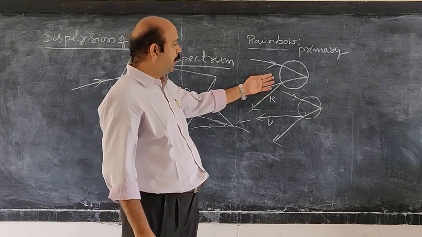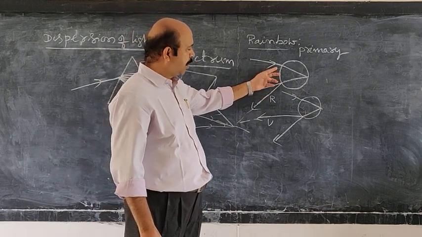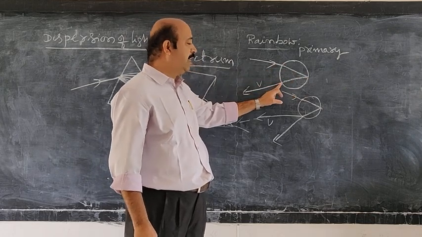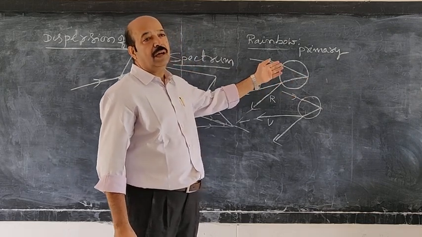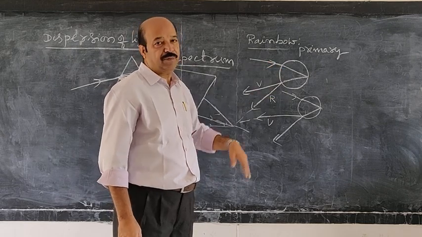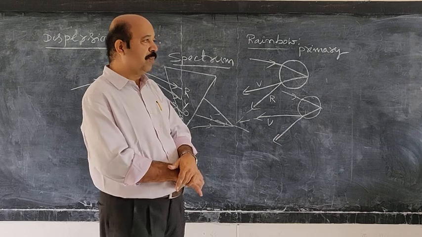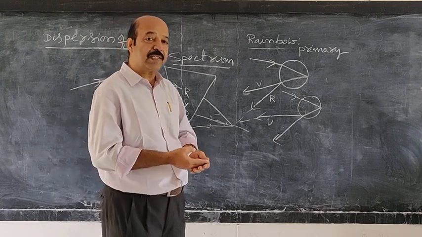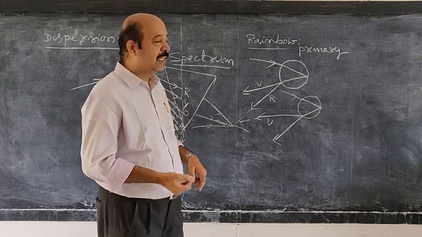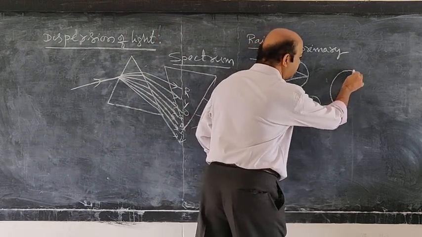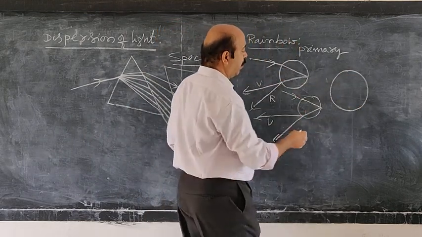Here there is a refraction, here is a reflection, and again here is a refraction. So two refractions and one reflection are responsible for the formation of the primary rainbow. Sometimes you might have seen a secondary rainbow. That secondary rainbow is formed due to two reflections inside the water droplet.